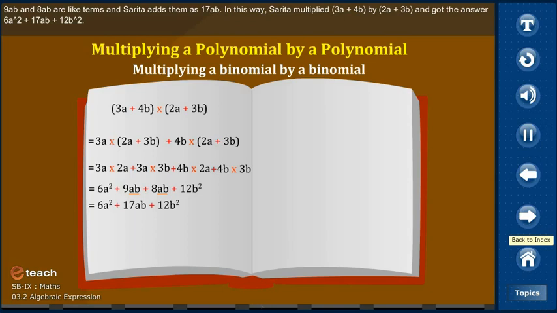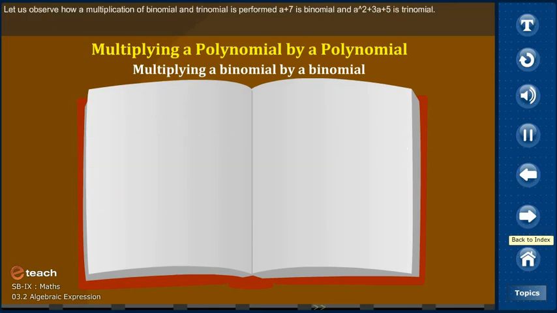In this way, Sarita multiplied 3a plus 4b by 2a plus 3b and got the answer 6a square plus 17ab plus 12b square. Let us observe how a multiplication of a binomial and a trinomial is performed. a plus 7 is a binomial and a square plus 3a plus 5 is a trinomial.